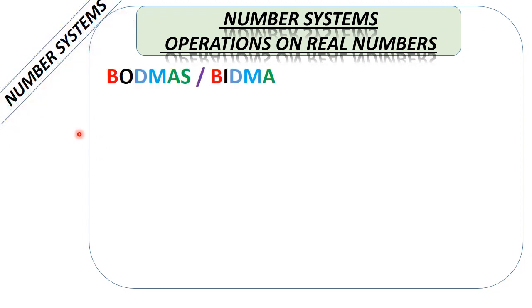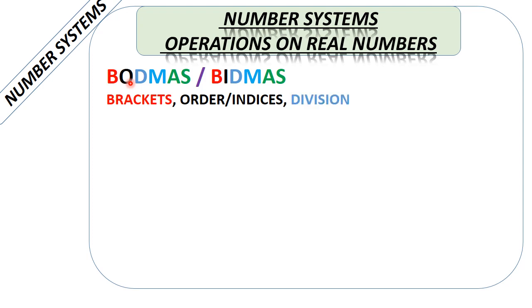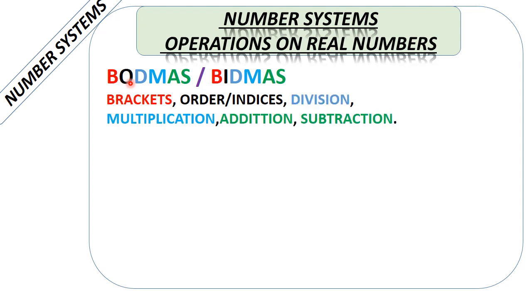So the rules are summarized by BODMAS or BIDMAS. So BODMAS or BIDMAS are one and the same thing. The only difference is the O has been replaced by the I, and they both mean the same thing. So BODMAS or BIDMAS stands for brackets, order or indices, division, multiplication, addition, and subtraction. So whenever you have been given multiple operators, you have to follow this order. So you have to start with brackets, then you go to order or indices, then you go to division or multiplication, and then to addition or subtraction.